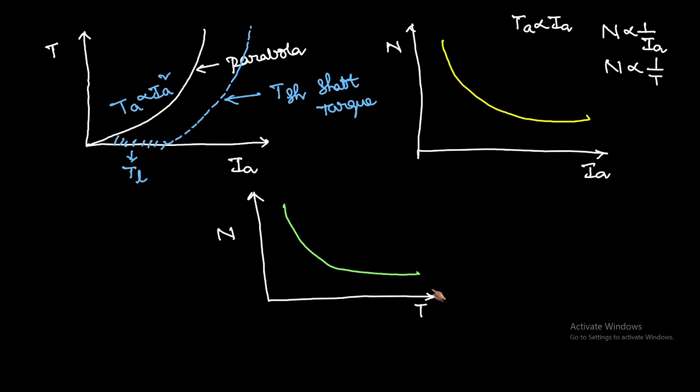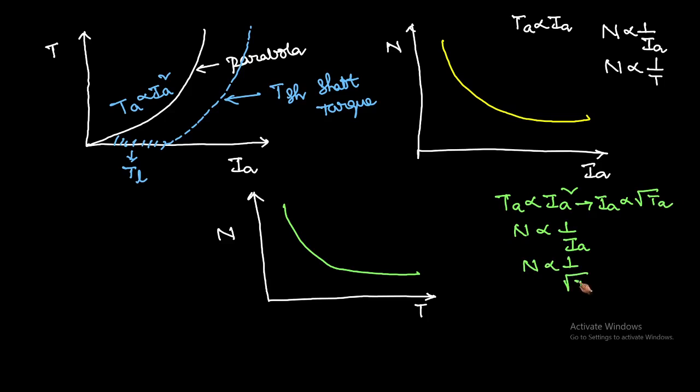These are the different characteristics. Or we can say like this: TA is directly proportional to Ia square. Is it right? N is proportional to 1 by Ia. So what is Ia from this equation? Ia we can write as under root of TA. So N is inversely proportional to under root of TA. Like this also you can understand. So speed and torque are inversely proportional.